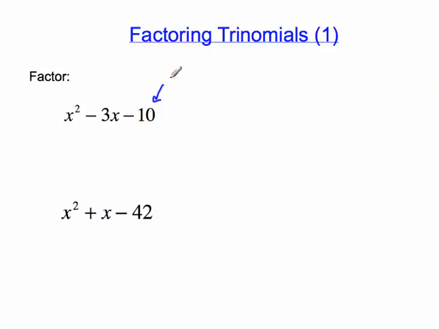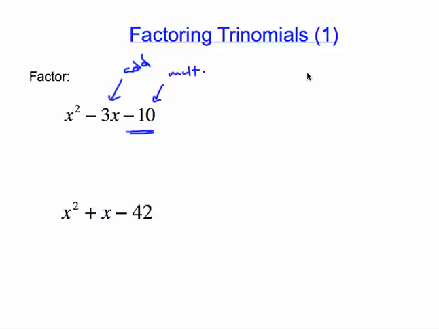Now, the way that we factor these is we're looking for two numbers that multiply to make this last number. So we want two numbers that multiply, in this case, to make -10, and add to make the coefficient of the x term in the middle. So in this case, we want two numbers that add to -3. So you might be able to come up with them off the top of your head, or you might find that it's helpful to list the factor pairs of this last number.